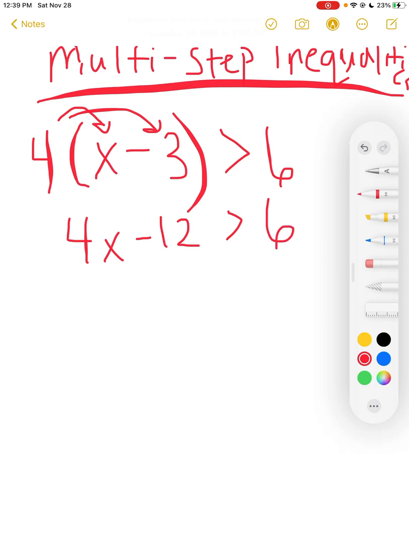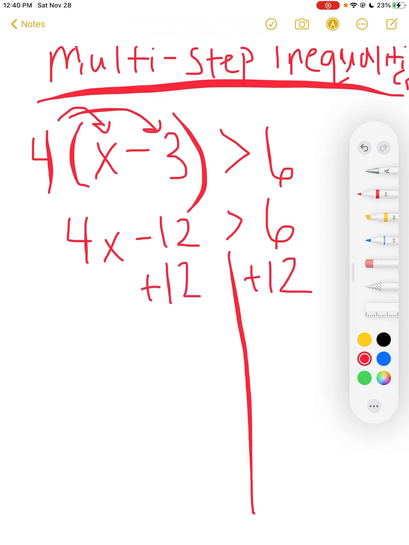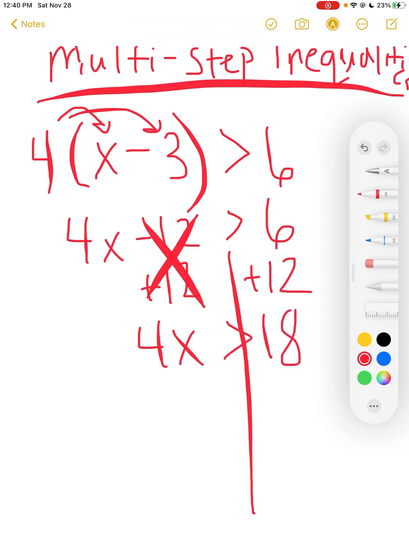Okay, now it's a 2-step inequality. So to get x by itself, we're going to start by moving the piece that's on the same side as x, but the one that's furthest away on that same side. So that's going to be our minus 12. And in order to move it to the other side, we're going to add 12 to both sides. That cancels out my negative and positive 12 on the left. We're left with 4x is greater than 18.